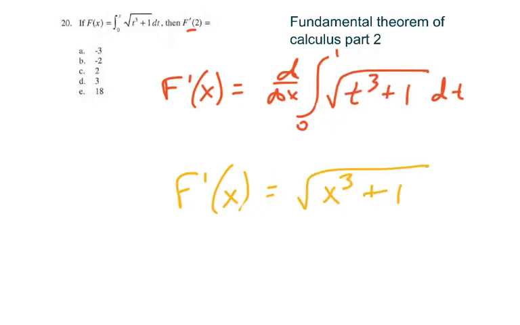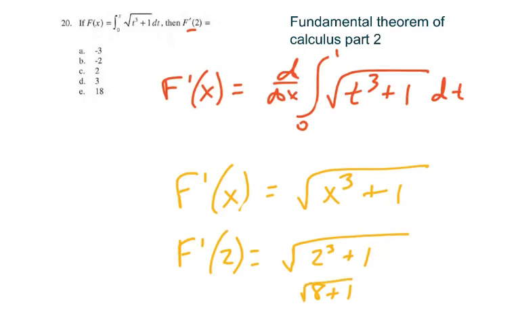So just cleaning up my work here a little bit. I'm given my derivative statement, so now I'm going to evaluate f prime of 2. If I plug in, I've got 2 cubed plus 1. 2 cubed is 8, plus 1. So we're looking for the square root of 9, and the square root of 9 is 3.